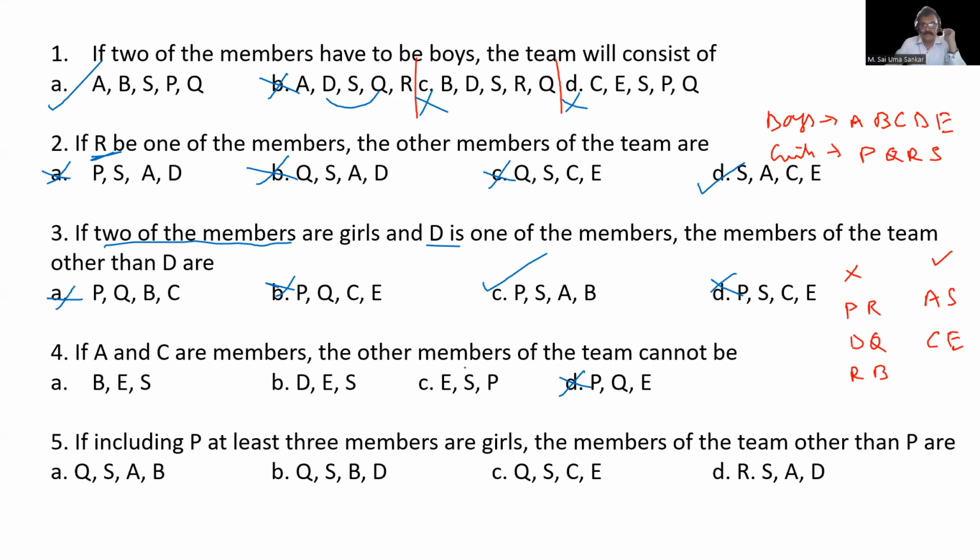So what is the answer? D and Q, no. R and B, no. AS is there, C is also there. And is there any conditions? No, there is no condition. బాయ్స్ ఎంతమంది ఉండాలి, గర్ల్స్ ఎంతమంది ఉండాలి, అది ఏమీ లేదు. ఇక్కడ మనకి ఏమంటున్నాడు? Cannot be.